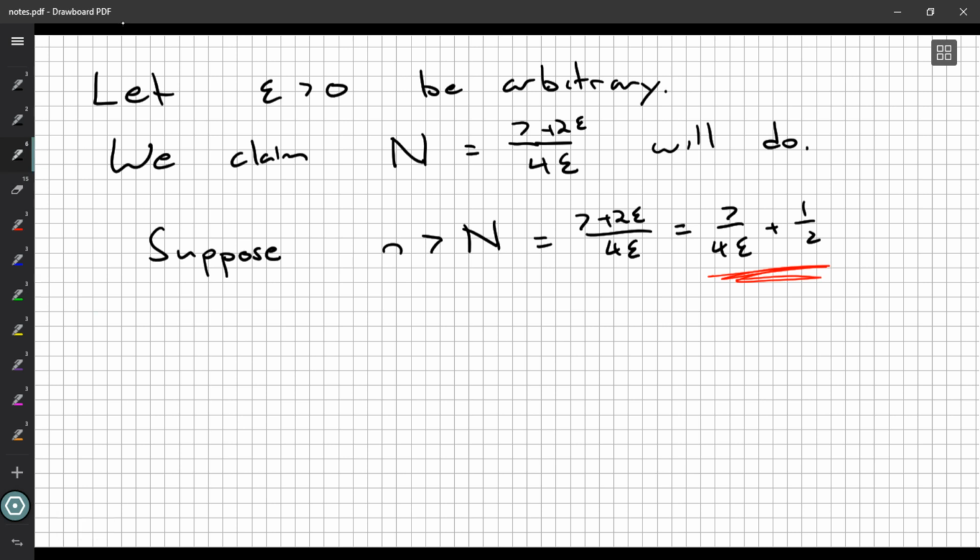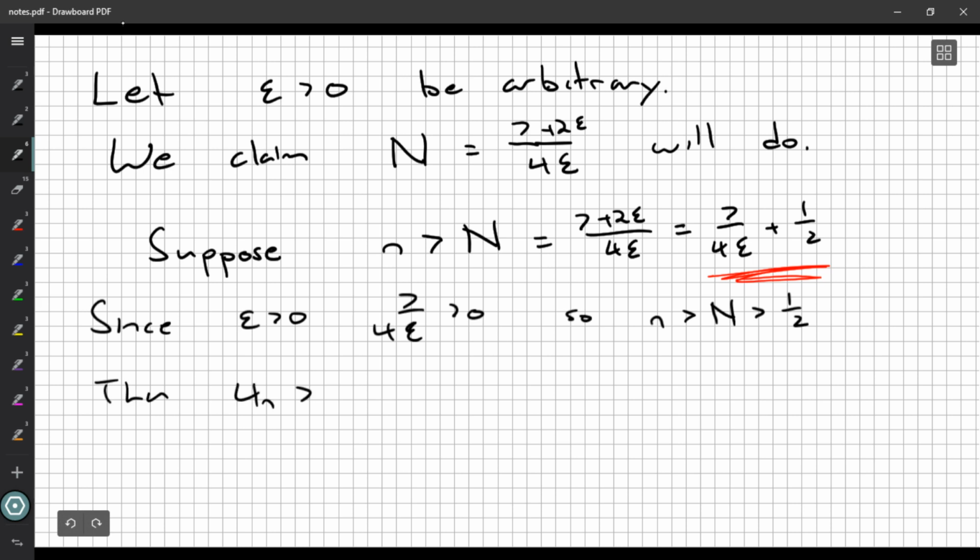Okay, so here, let's say, since epsilon is positive, 7 over 4 epsilon is positive. So n, which is greater than our capital N, is greater than 1/2. Then 4n is greater than 2, and 4n minus 2 is greater than 0. So 4n minus 2 is its own absolute value. We're going to need that in a moment. Okay.